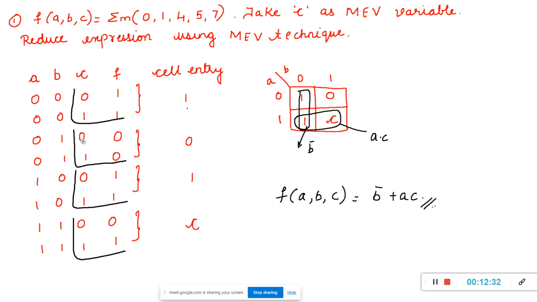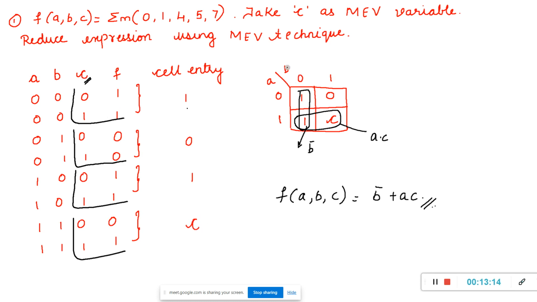Next, when MEV variable is 0 and 1, both the function values are 0, then entry in the MEV cell will be 0. Next, 0 1, this C is 0 1, function is 1 1. For both the cases, the function value is 1 1, so entry in the MEV map will be 1. Next, 0 1 and 0 1. So if it is same, it will be the MEV variable itself. What is the MEV variable? It is C. So I have written here C.